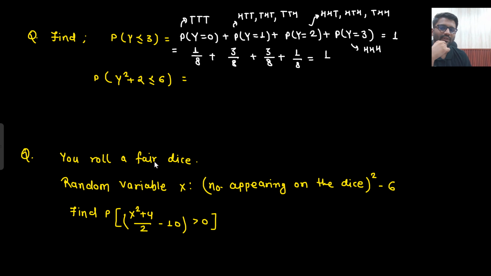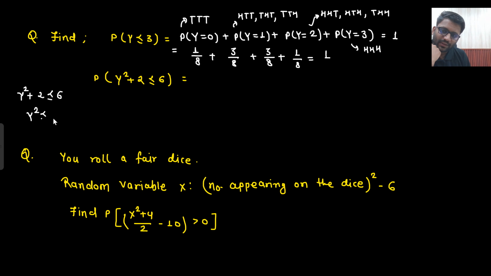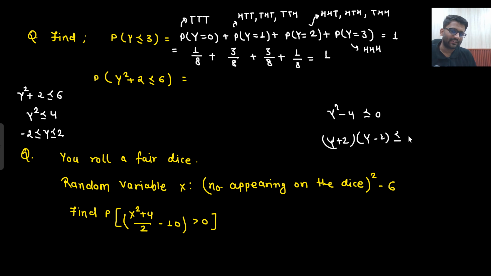Now what about this one? You need to solve this inequality: y square plus 2 less than equals to 6. That means y square should be less than equals to 4, because 2 goes to the other side. That means y will be between minus 2 to 2. Do you know how to solve these inequalities? y square minus 4 should be less than equals to 0, so y plus 2, y minus 2 should be less than equals to 0. Wavy curve method, right? You might have studied it in basics of mathematics. So this will be plus, minus, plus, and the desirable condition is between minus 2 to 2.